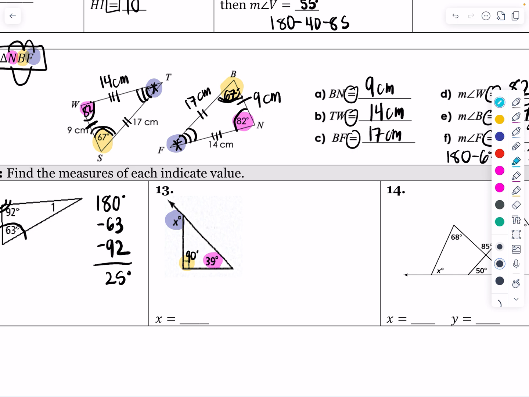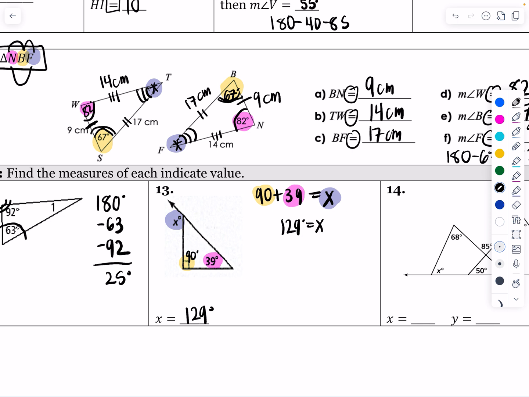I want y'all to remember that we learned and noticed this pattern: the 2 interior angles are going to add up to its remote exterior angle. So 90 plus 39 is going to be equal to that angle on the outside. Those 2 remote interiors add up to the exterior angle. If you know that pattern, that's fabulous. That makes it quick. 90 plus 39 is 129, so x equals 129.